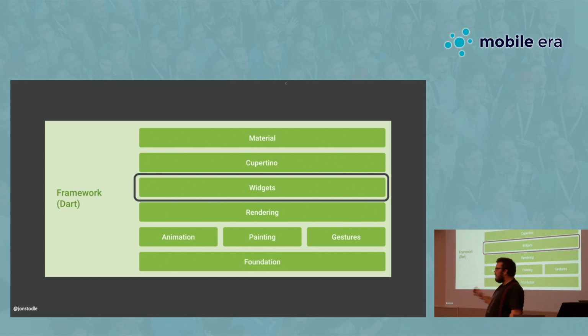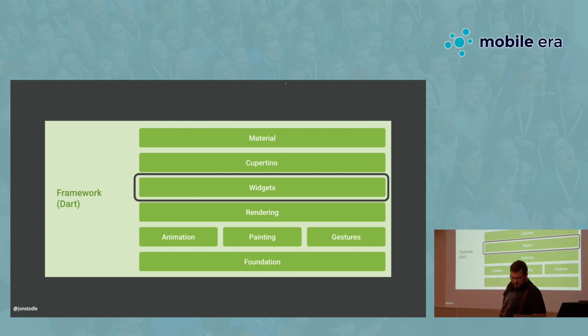And right beneath that, we got the widgets layer. Now, widgets are the basic building blocks of Flutter. So everything you render on screen is going to be a widget. If it's a text view, an image view, or a list view for that matter, it's all widgets.